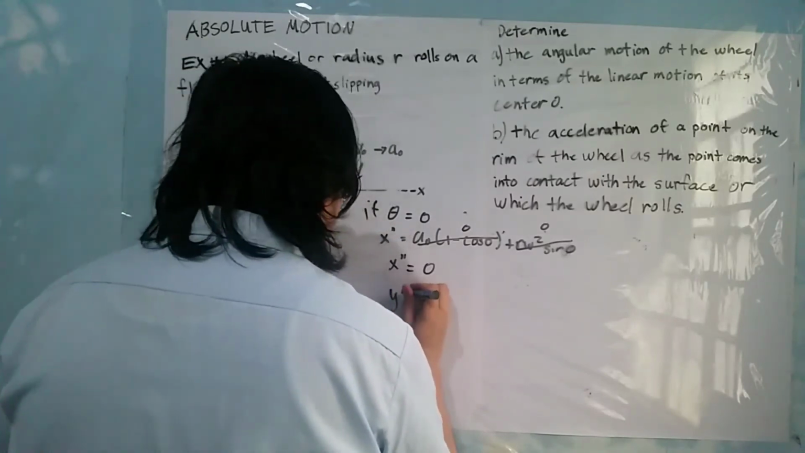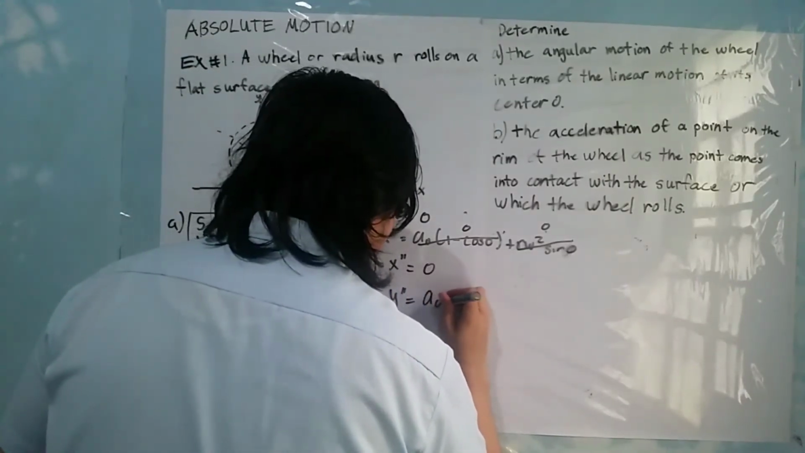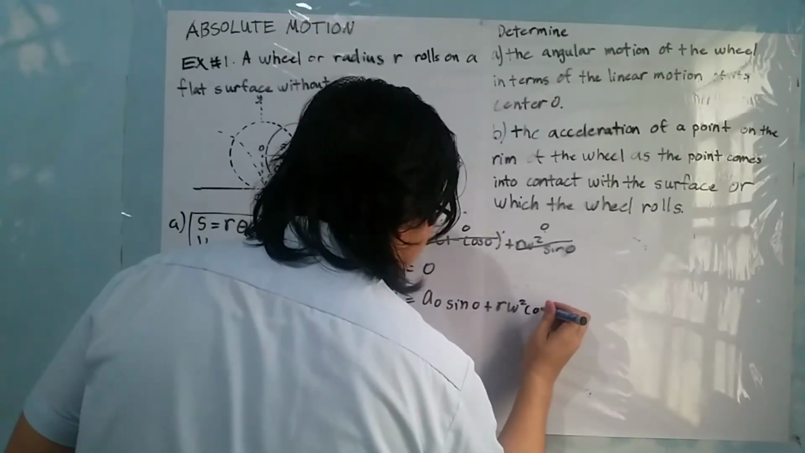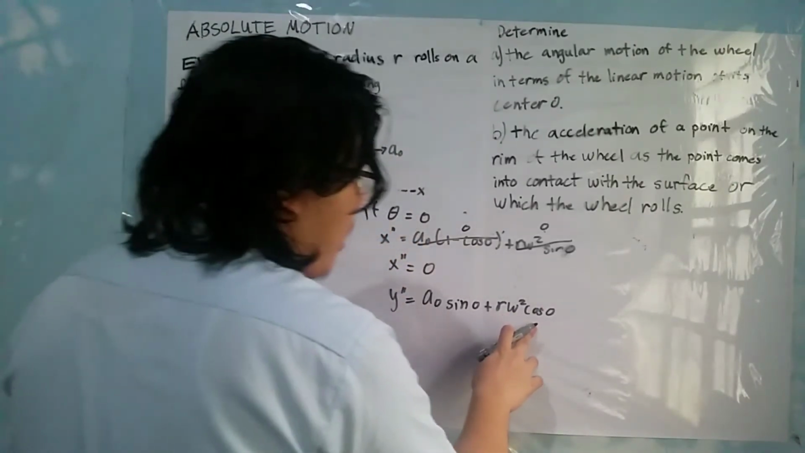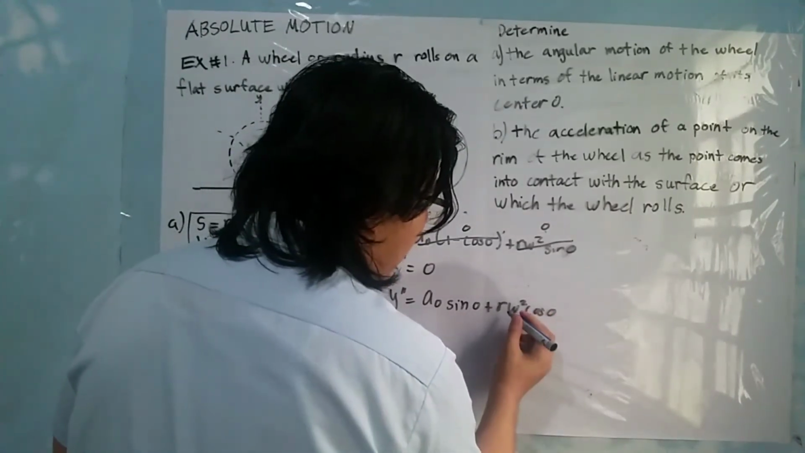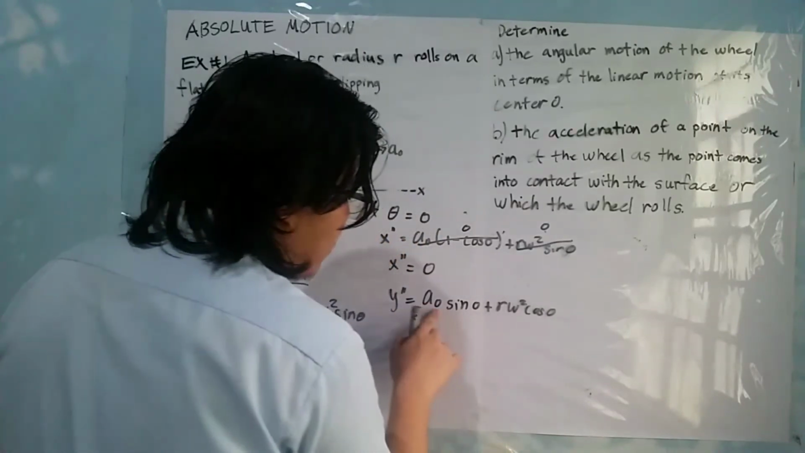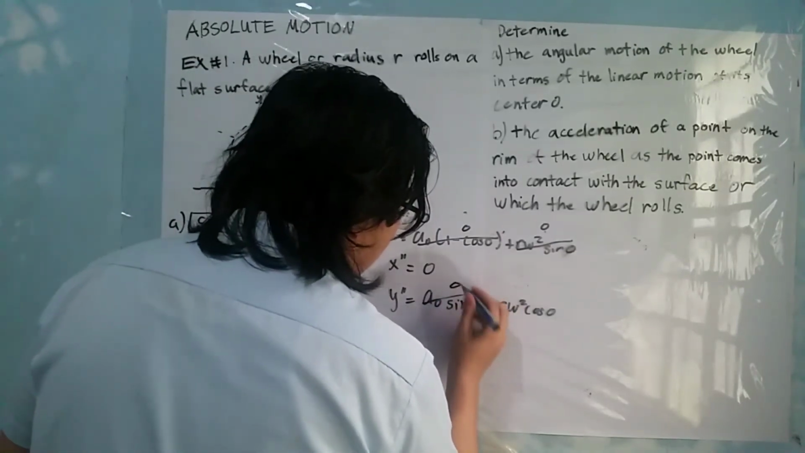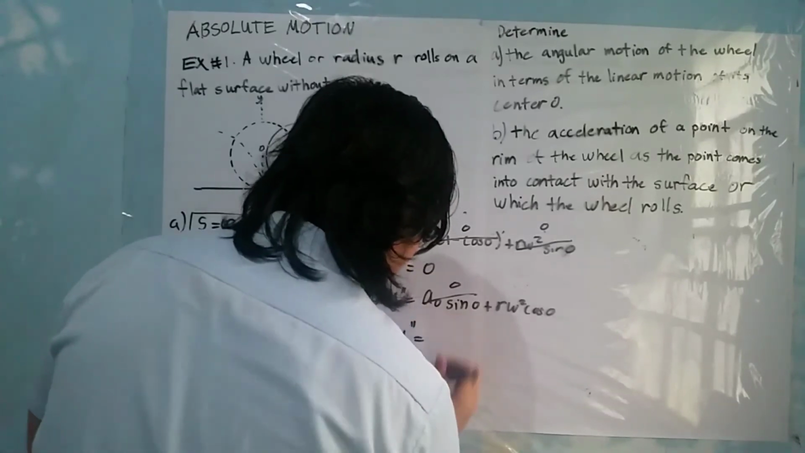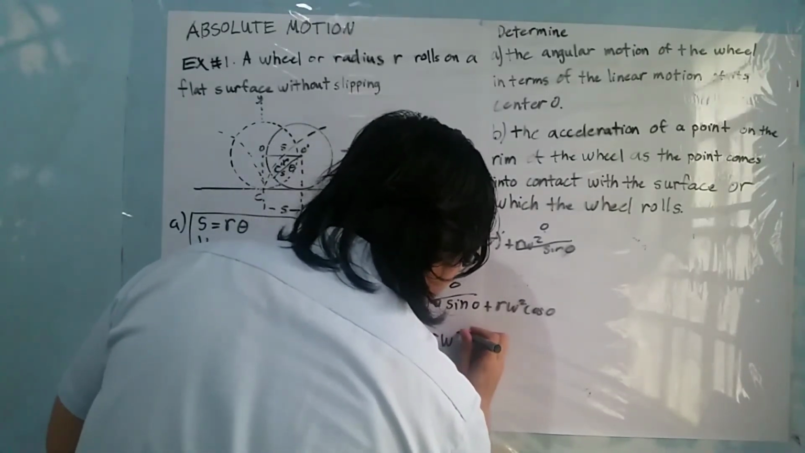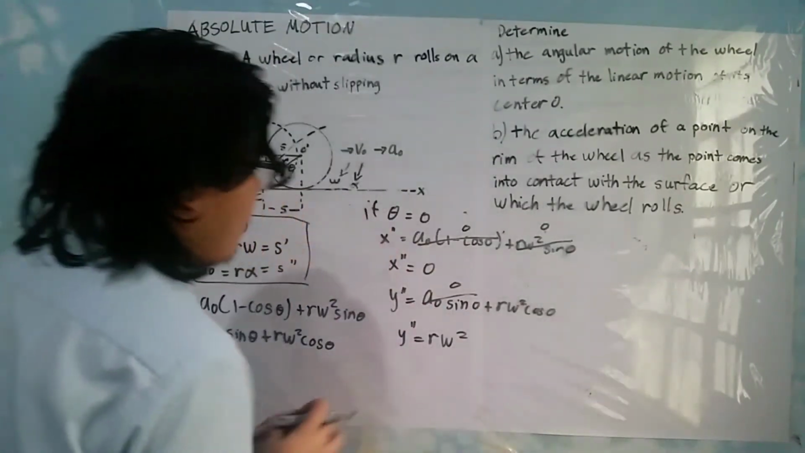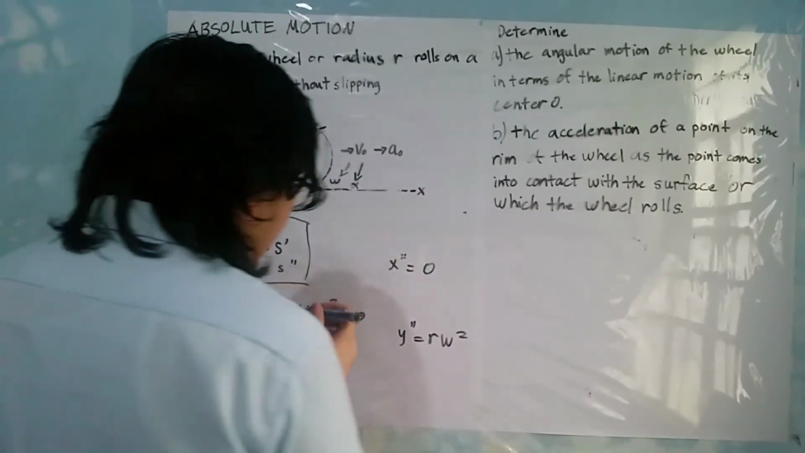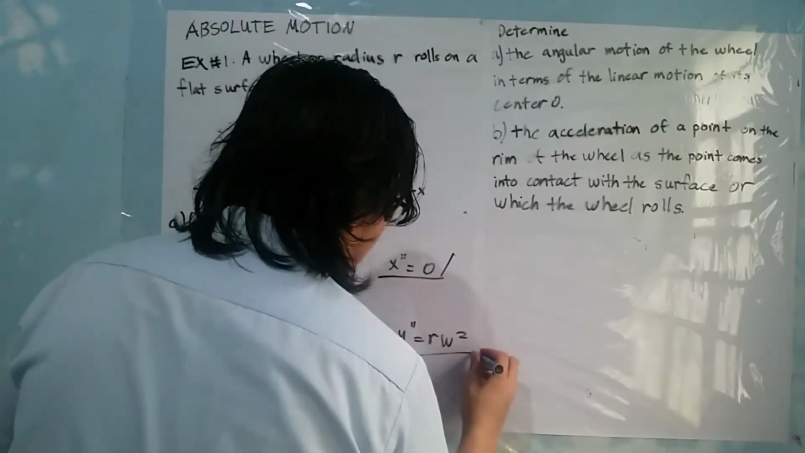Next one is y double prime: a_O sine 0 plus r omega squared cosine 0. Cosine 0 is equal to 1, so r omega squared times 1 is equal to r omega squared. On the other side, sine 0 is equal to 0, therefore a_O multiplied by 0 is equal to 0. Therefore, y double prime is equal to r omega squared. So that is the final answer for letter B, and that is the answer for number 1.